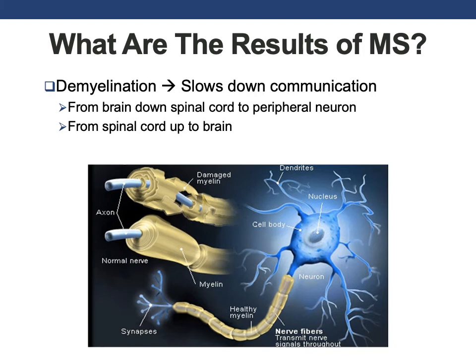What are the results of MS? The result of demyelination is a decreased rate of communication between neurons. It slows down the motor efferent signals from the brain down the spinal cord to the peripheral neuron, and the sensory afferent signals from the spinal cord up to the brain.